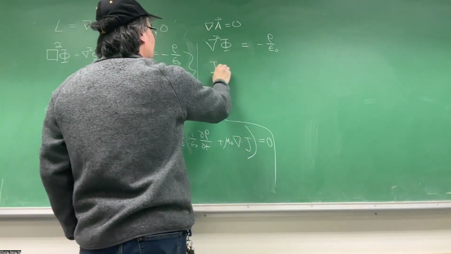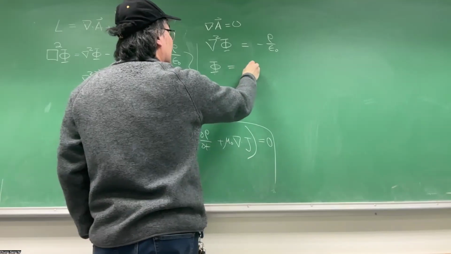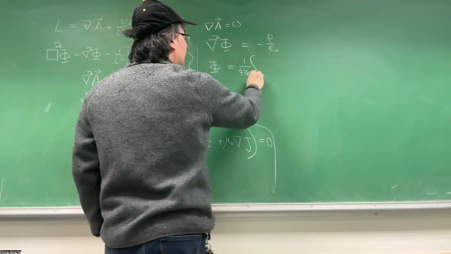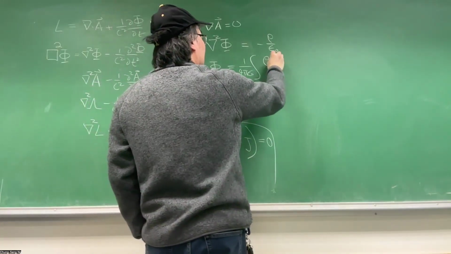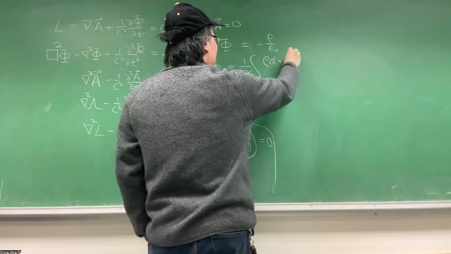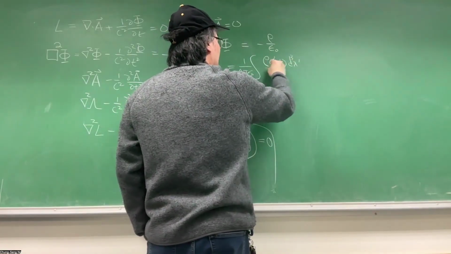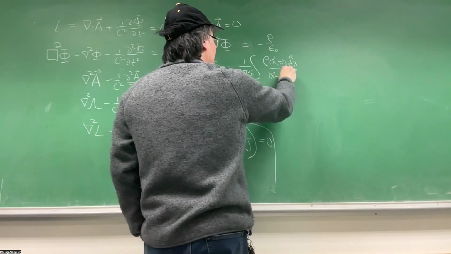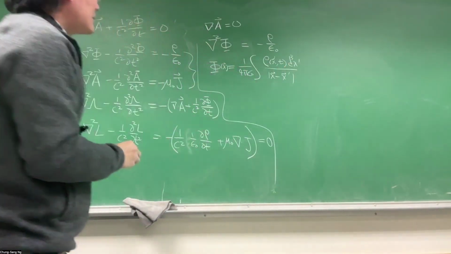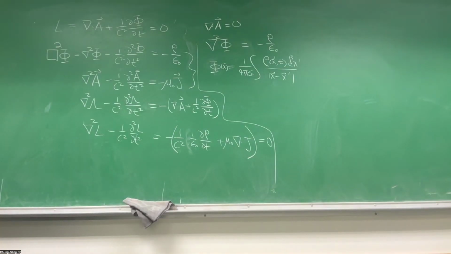Fine. This is just 1/4 pi epsilon 0. Remember all these things. It depends on t. This is a function. Okay, that's simple enough.